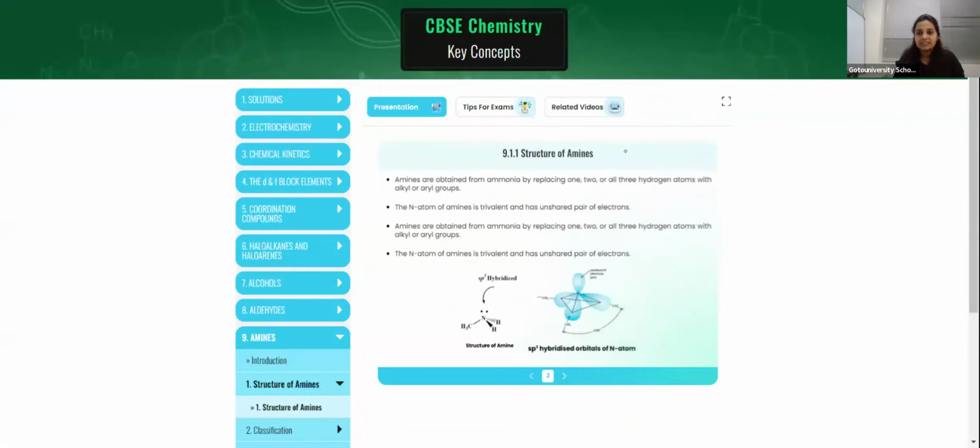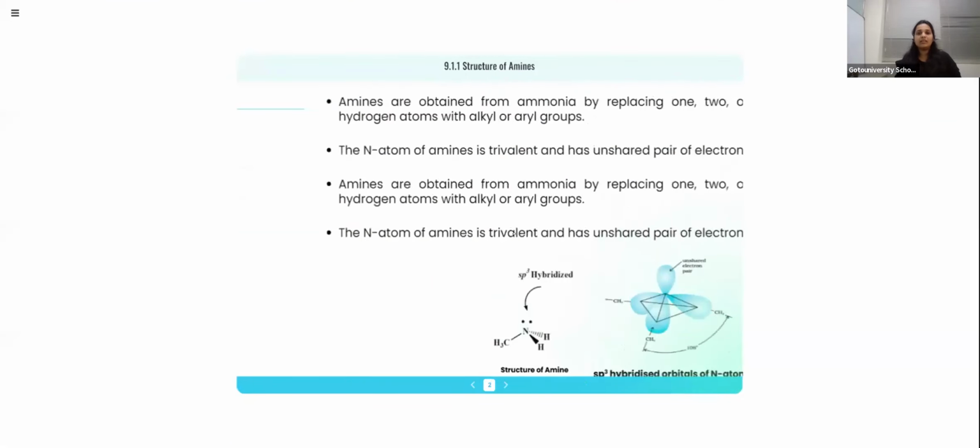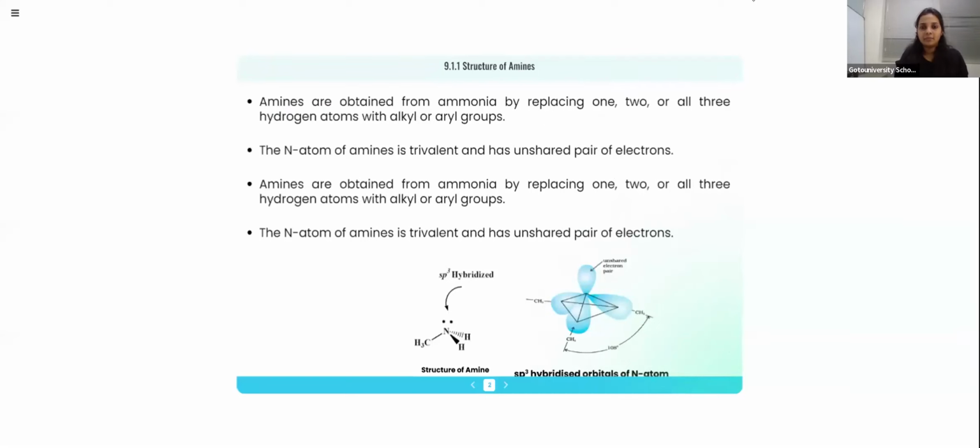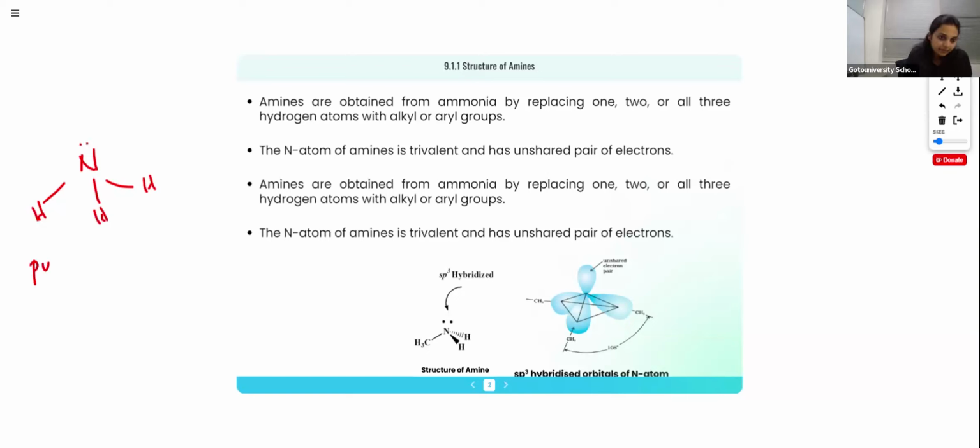We are moving to the structure of amines. What is the structure of amines? Normally, as I told you, what is the structure of the ammonia molecule? They have a pyramidal shape, right? The ammonia molecule has a pyramidal shape.